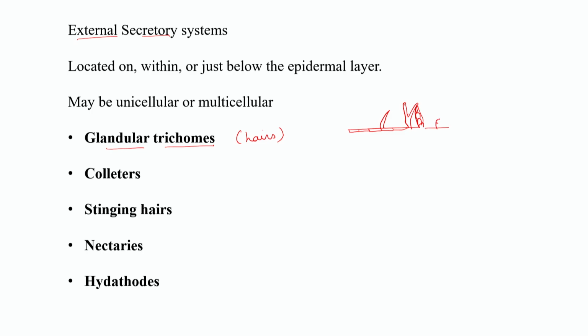Generally, some globular structure will be present at the tip and a stalk will be there. So, they will form a glandular trichome. Coming to colleters, they are also multicellular glandular trichomes which are found on the leaf or bud scale and that generate a resinous hydrophobic secretion.